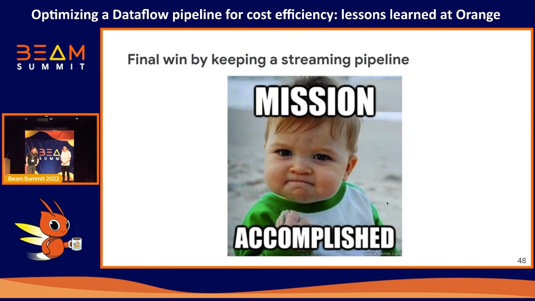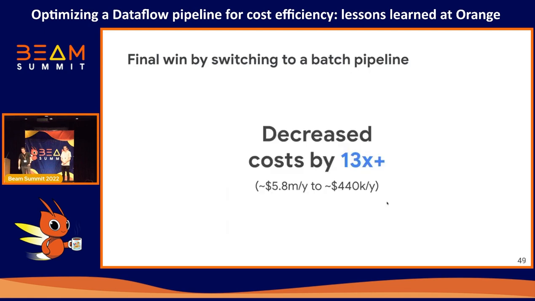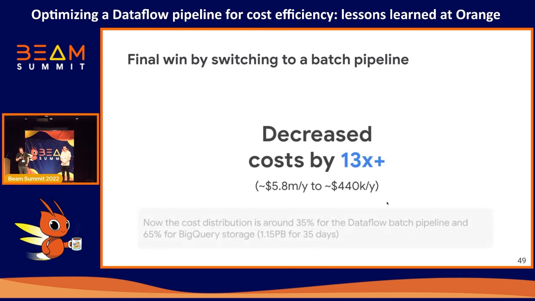And of course, the cost managers were really happy with this news. And even better, by switching to a batch pipeline with about 30 minutes latency for us, the costs were decreased by 13 from the starting point, to $440,000 per year. And now with this batch pipeline, Dataflow represents about 35% of the total cost, and BigQuery storage has become the main source of cost.